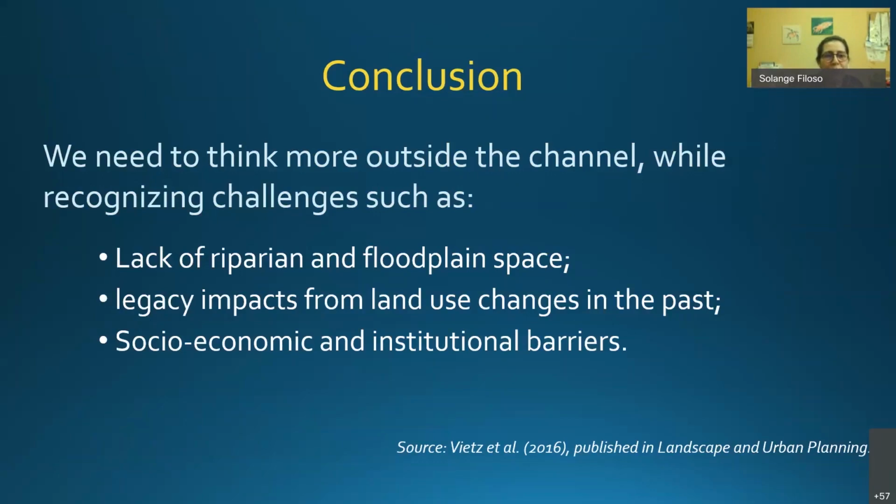At the same time, we have to recognize that there are challenges such as lack of riparian floodplain space. There are places where you can't possibly do everything that is needed. We also have to take into consideration legacy impacts from land use changes in the past, and of course, socioeconomic and institutional barriers. People are tired of me saying the same thing, but I do hope that we come up with more solutions to meet our TMDL goals, but also to improve the health of the bay in general and of downstream ecosystems. So thank you.